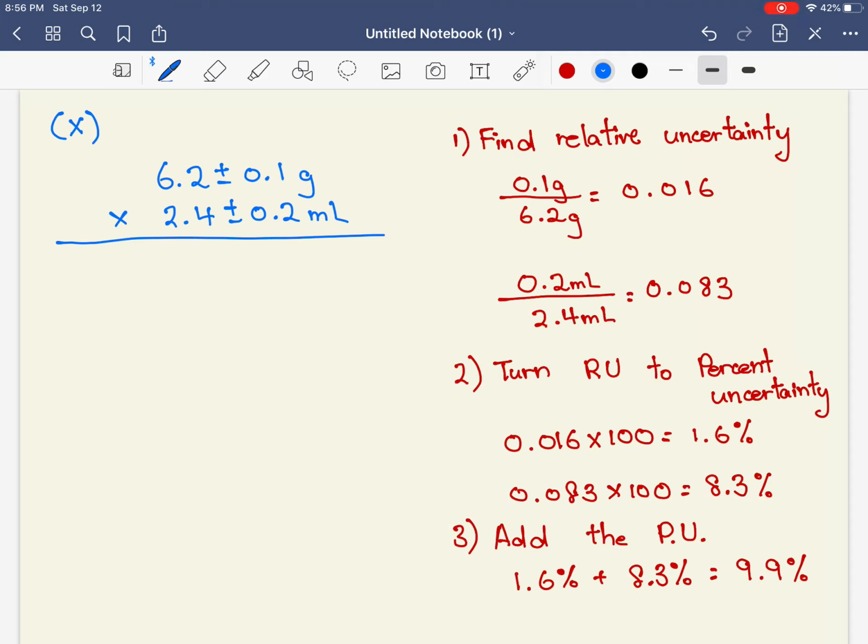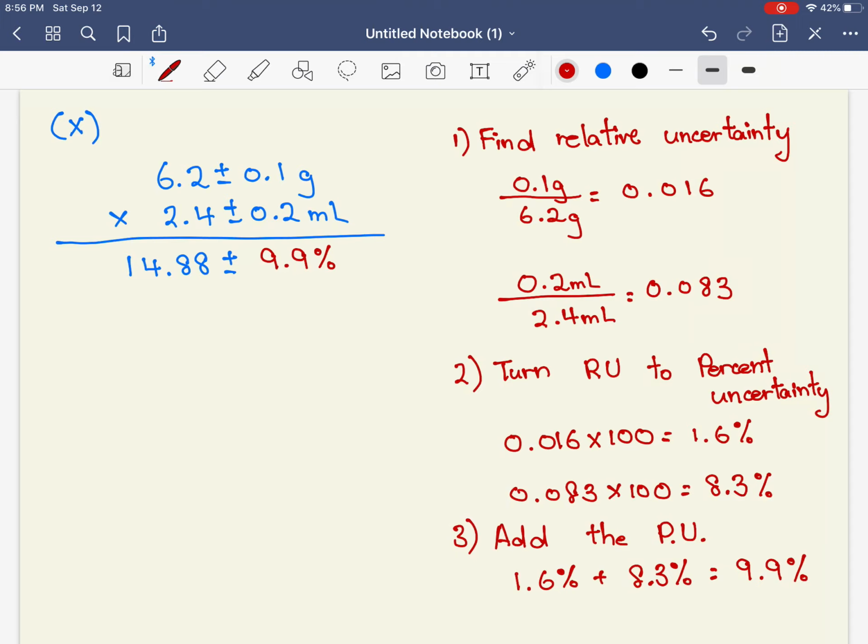Now let's do this question. So let's do our 6.2 times 2.4. By doing that, this is going to be 14.88, and this is going to be plus or minus whatever this is. In this case, you're looking at 9.9% uncertainty.